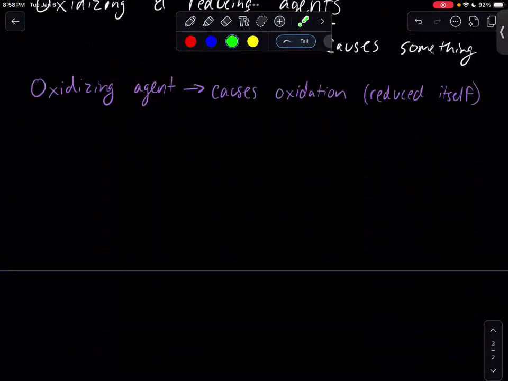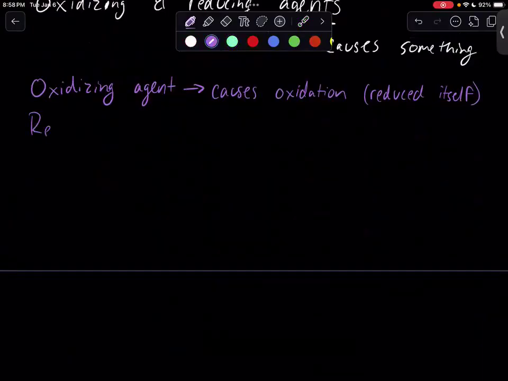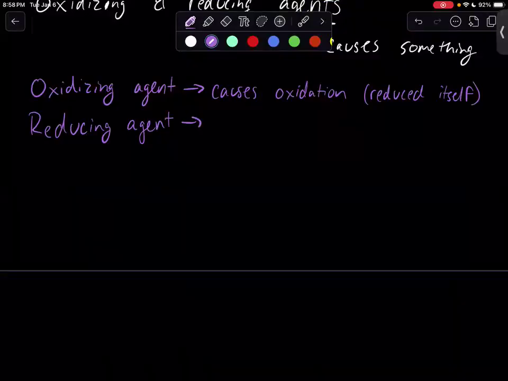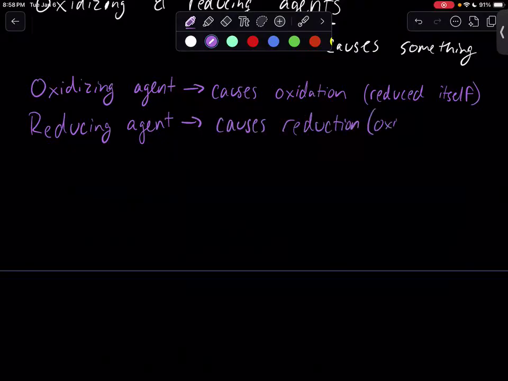These terms, oxidizing and reducing agents, are probably the most problematic because they cause more confusion and chaos as they are using the same words but mean the opposite. So a reducing agent causes reduction and is oxidized itself. So back in that first example, iron is a reducing agent. It is oxidized, but it is causing oxygen to be reduced.